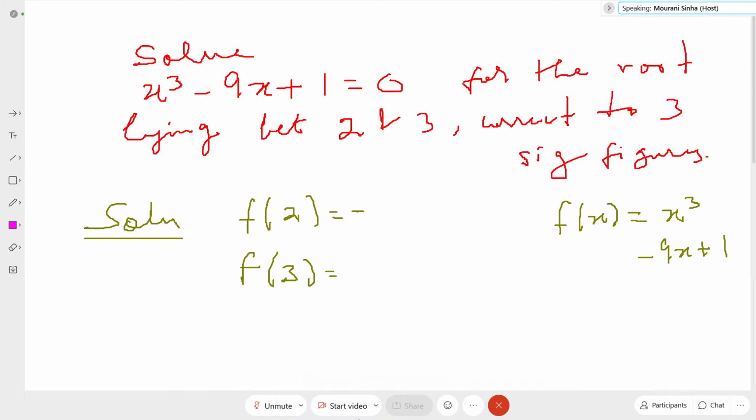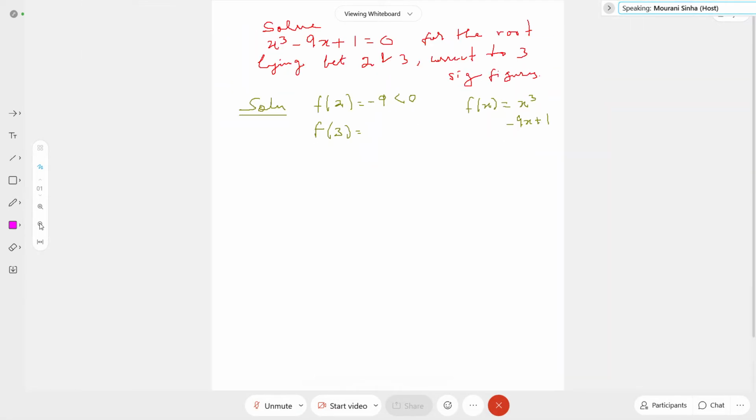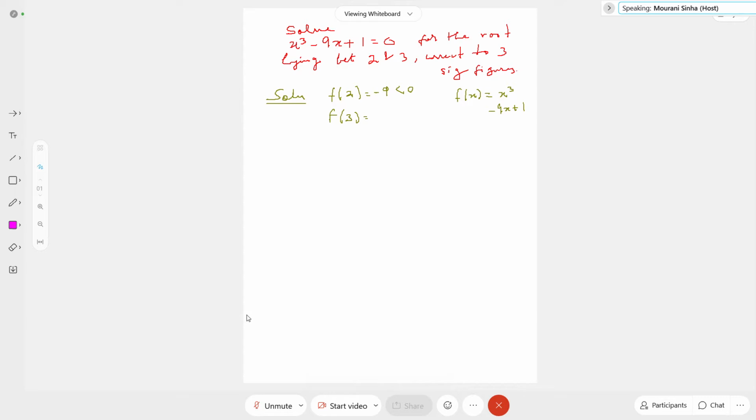Actually, the value is not important here. It is negative that is more important. But yes, I need the value, otherwise how will I say? And f(3) is 1, which is positive. So it is confirmed that f(2) times f(3) is negative. One has to be positive, one has to be negative. Then the product is negative.